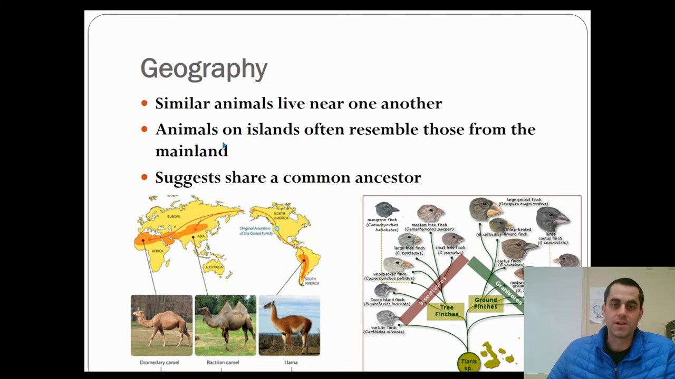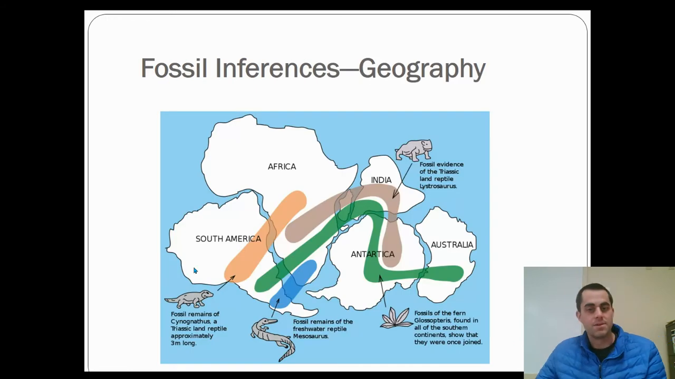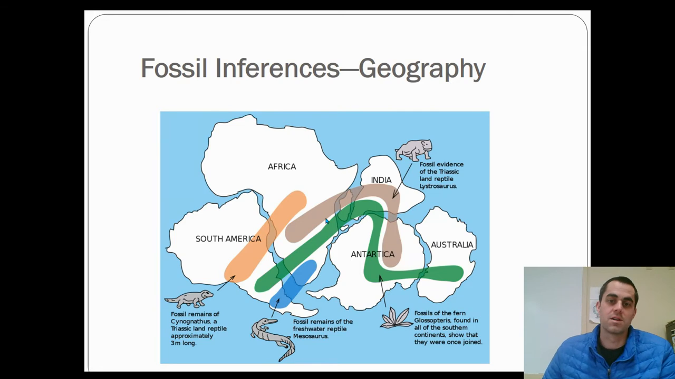So for geography, if they are similar animals and they live near one another, it suggests that they have a common ancestor. Here's another example. This is a more ancient example, but we have the same fossils in South America and Africa. And the same fossil, this is the plant fossil, looks like a fern, in Australia, Antarctica, India, Africa, South America. So we find these fossils all through here. And then the plants diverged from there. So they became different after this point. But we have evidence that they came from the same spot, and then they changed later.